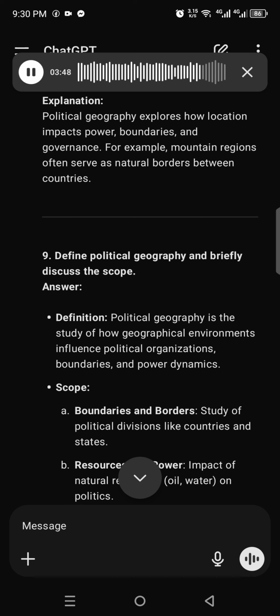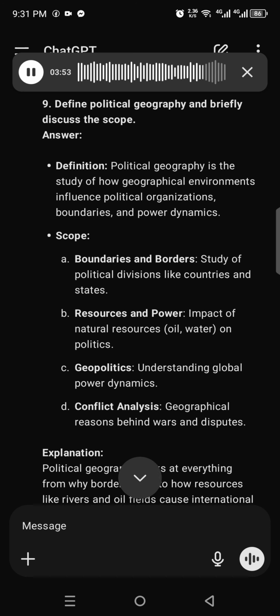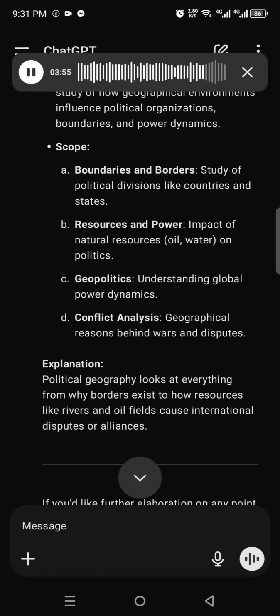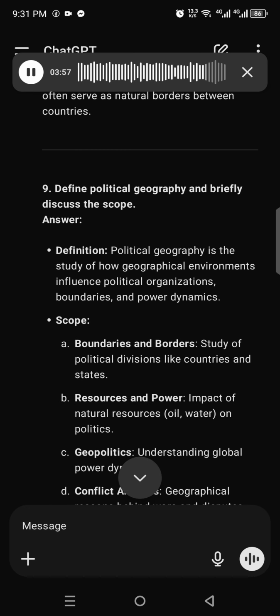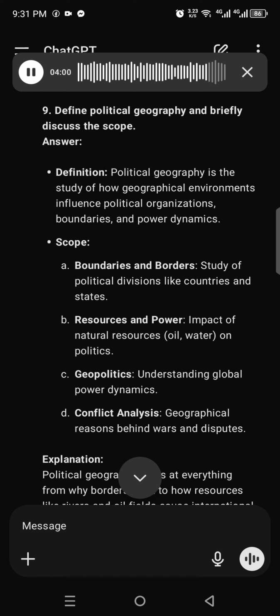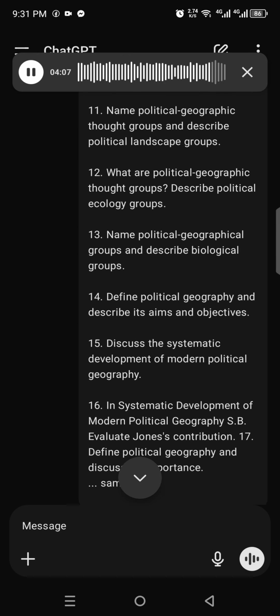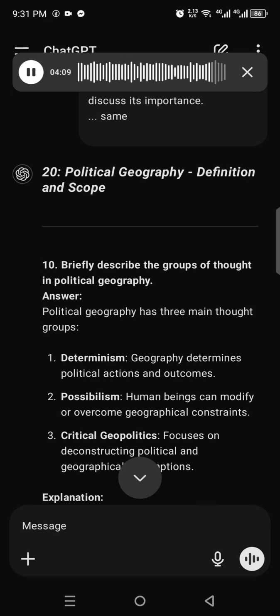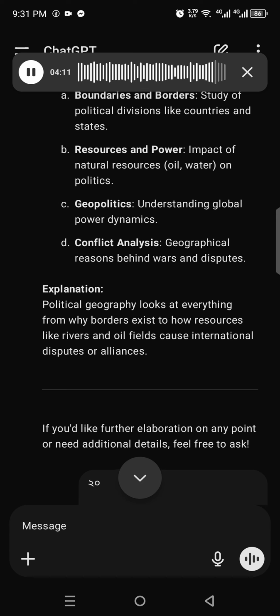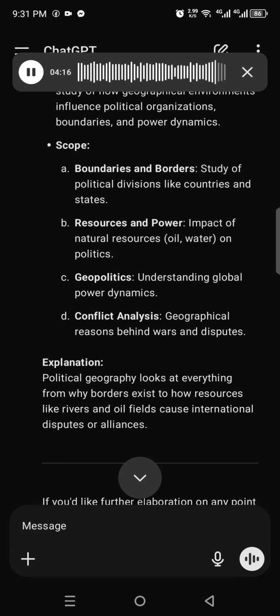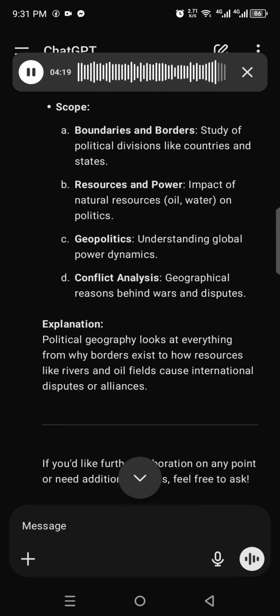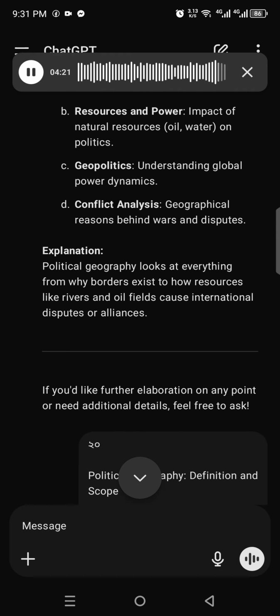9. Define political geography and briefly discuss the scope. Answer. Definition. Political geography is the study of how geographical environments influence political organizations, boundaries, and power dynamics. Scope. 1. Boundaries and borders. Study of political divisions like countries and states. 2. Resources and power. Impact of natural resources, oil, water, on politics. 3. Geopolitics. Understanding global power dynamics. 4. Conflict analysis. Geographical reasons behind wars and disputes.